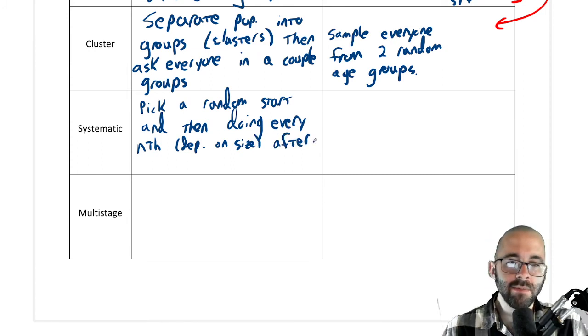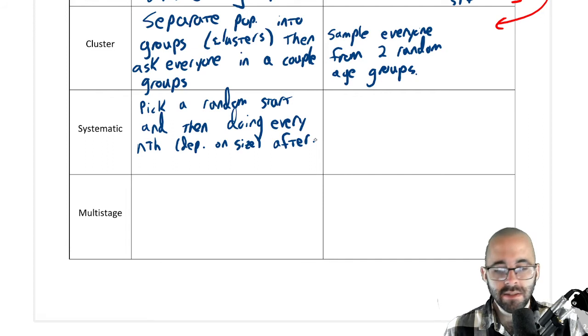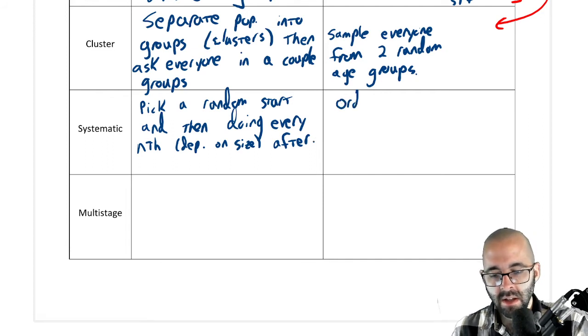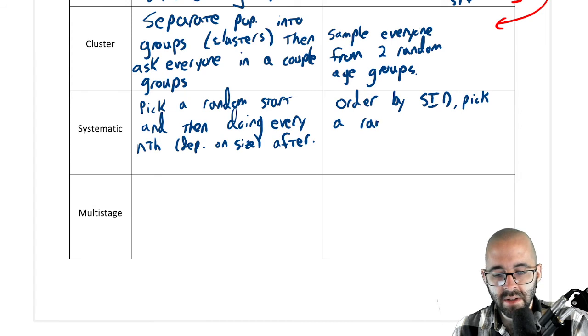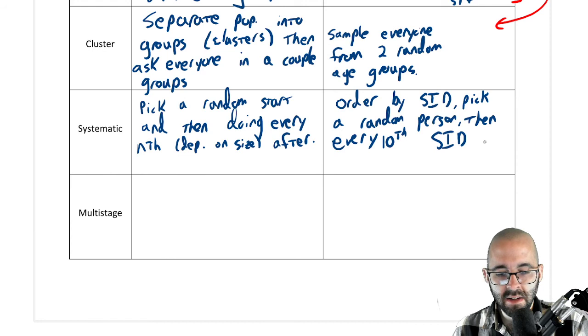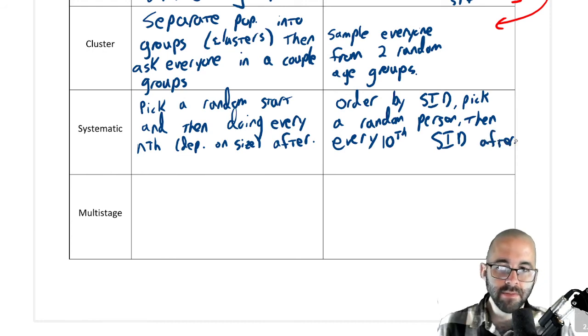So maybe we order everyone by their student IDs. Let's write this. Order students by student ID. Use a random number generator to pick a random one. And then basically every 10th student ID after gets asked. That's an example of systematic.